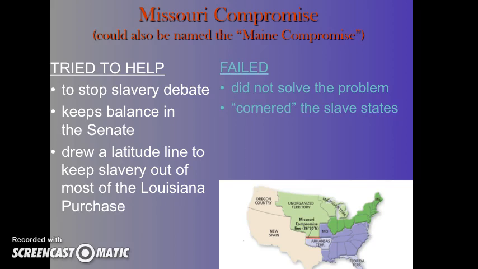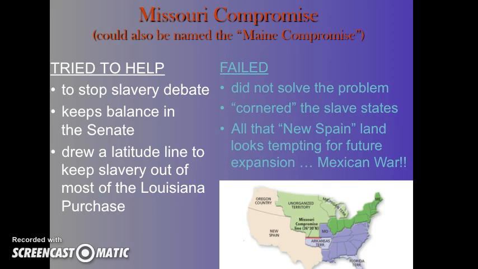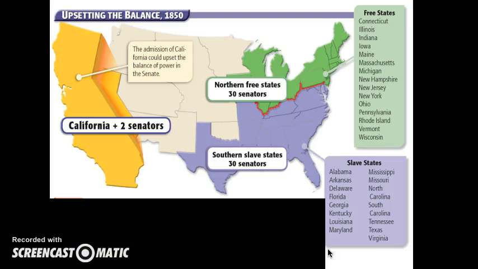In fact, it cornered those slave states, and a cornered animal is a dangerous thing to go up against. Anything in a corner starts getting desperate. And notice that line goes right across this New Spain, later to be called Mexico. It looks pretty tempting for expanding farther, and sure enough, Texas and some of these other places are going to be involved in that Mexican War a few years after the Missouri Compromise.